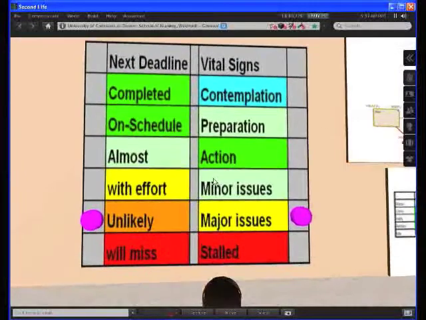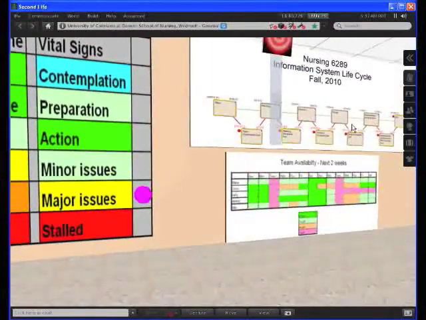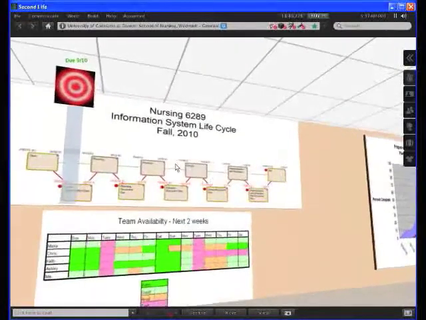Next to that, we have a board. The left column is what the team thinks is the odds the next deadline will get met. And on the right is what the team thinks the progress rate is at the current time of the team, from contemplating action to totally stalled. That's something for the team to talk about, is where we are.